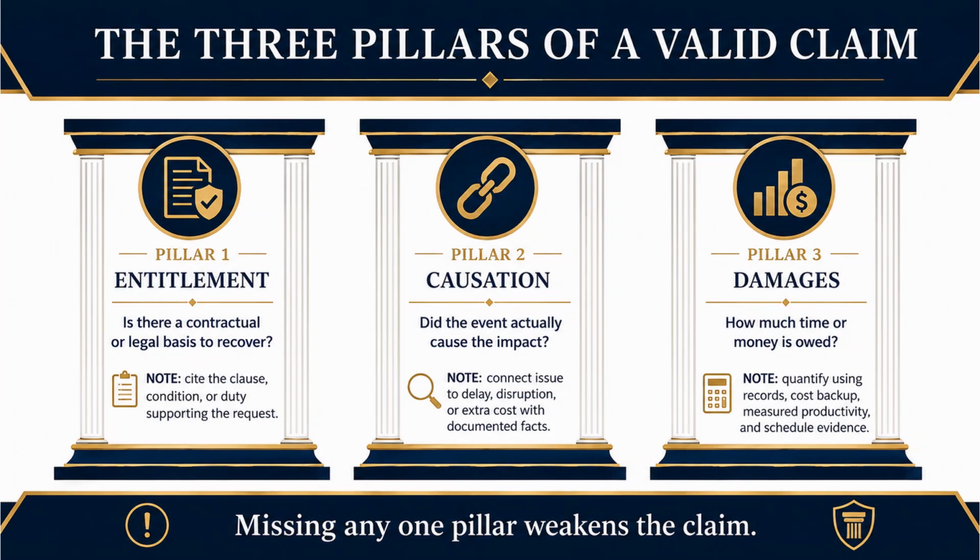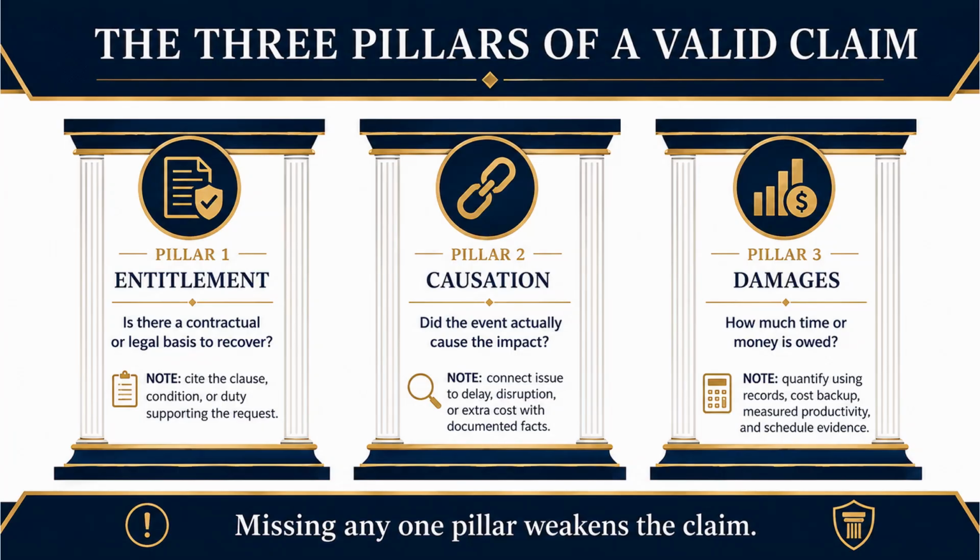Pillar 1, entitlement. Is there a contractual or legal basis to recover? Entitlement is your right to claim. It answers, does the contract or the law actually give you a basis to be owed something here? You can't just feel wronged. You need a clause, a condition, or a duty that supports your request. The note tells you how. Cite the clause, condition, or duty supporting the request. Point to where in the contract your right comes from.